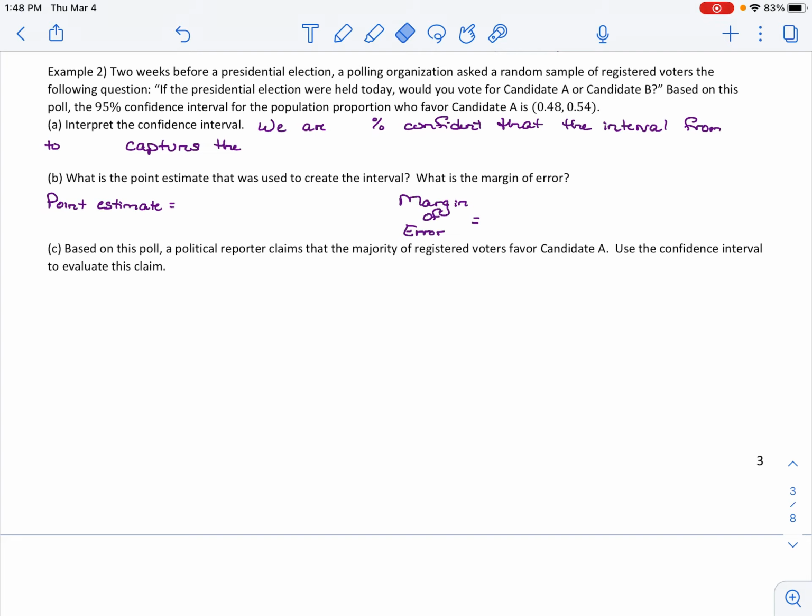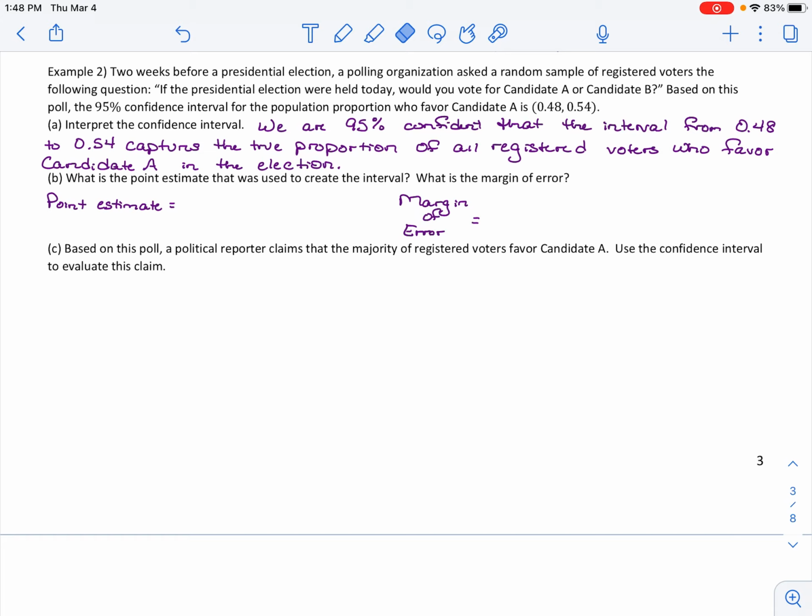So first of all, it just asks us to interpret that confidence interval, and the format is always the same. We are C% confident the interval from blank to blank captures the true parameter in context. So for this one, we are 95% confident that the interval from 0.48 to 0.54 will capture, and we're supposed to be talking about the population proportion, so the true proportion who favor candidate A in the election.